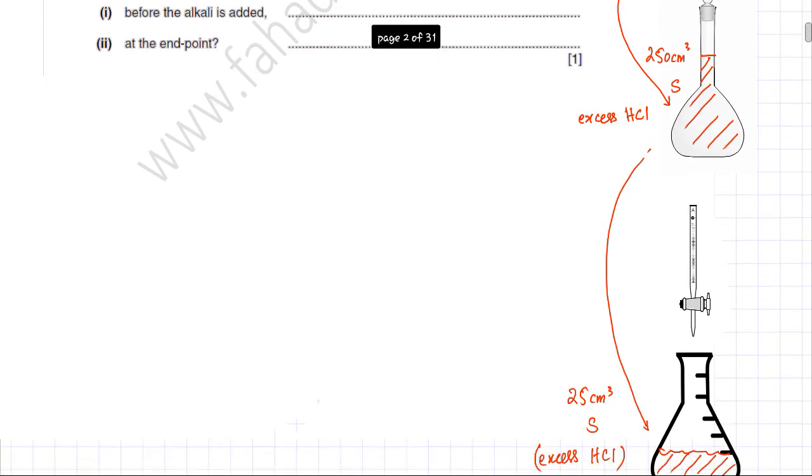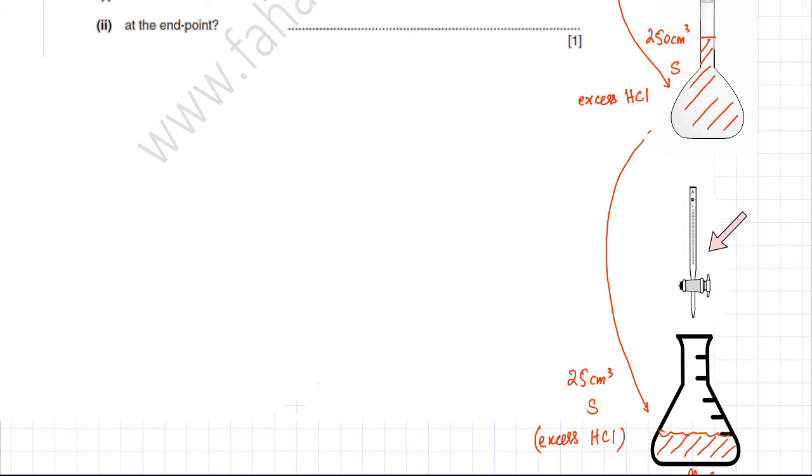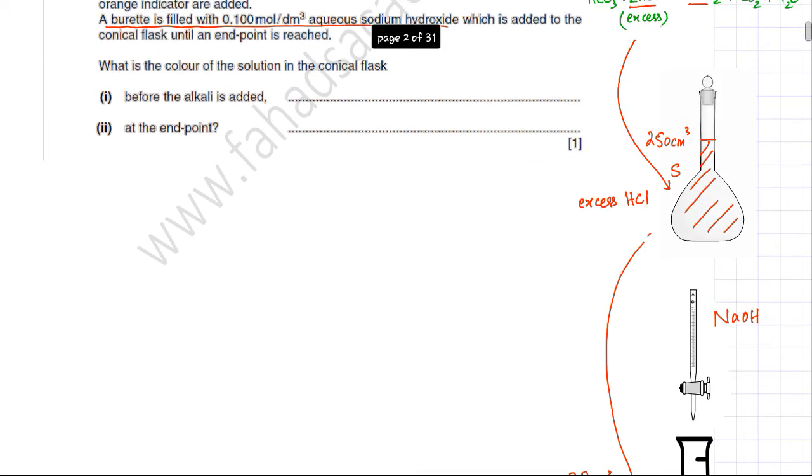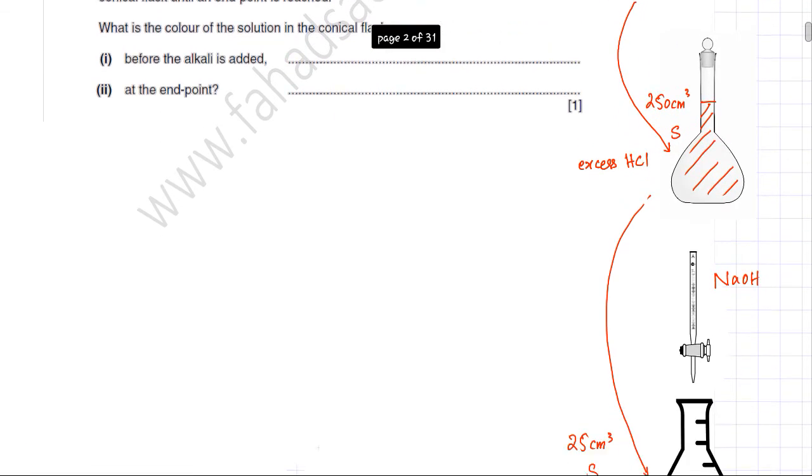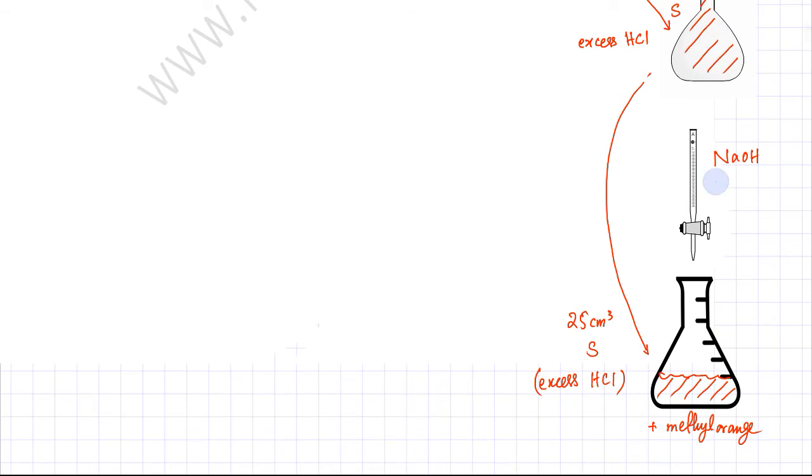So I'm going to draw a burette over here. This is my burette, and I'm going to fill it with NaOH, and the concentration that was mentioned for NaOH was 0.1 mol per dm3. So the concentration of NaOH is known, it's in mol per dm3, and that is present in the burette. NaOH is in the burette, HCl is present in this flask, and we're going to start the titration. We're going to add NaOH drop by drop. When we add NaOH drop by drop, the HCl in the flask is going to get neutralized.